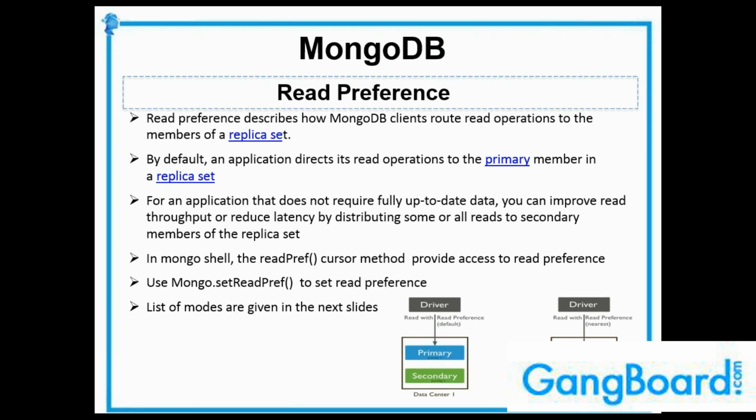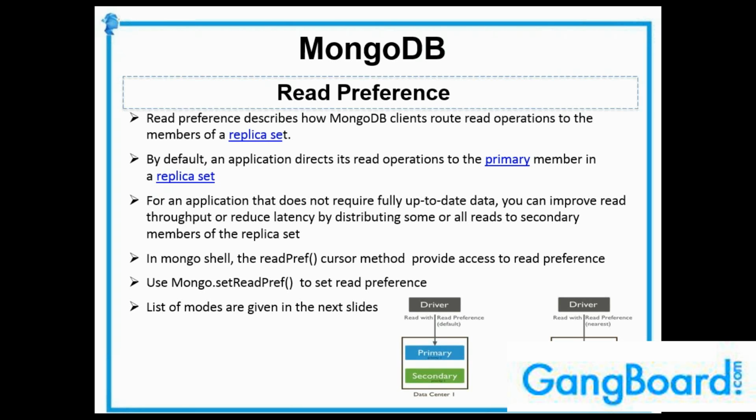You have applications and customers in New York as well as in California. Like in New York you have one primary and two secondaries, and in California you have two secondaries. If you want to, you can set the read preference.